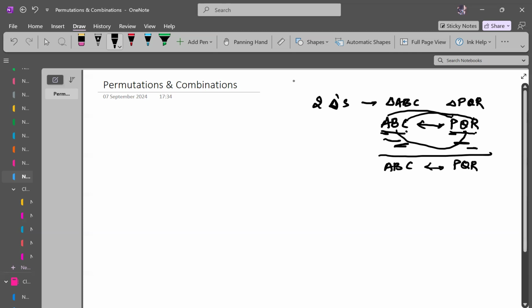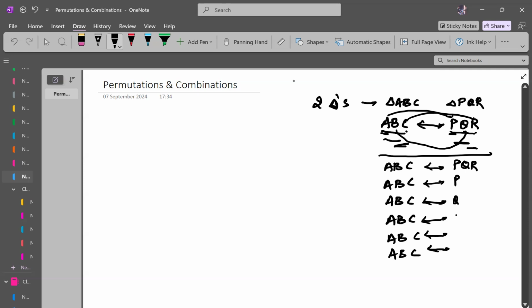Then I'll keep ABC constant for all the 6 cases, so that I don't need to manipulate both. I'll keep one of them constant and go on changing the other one, which will give me a new combination every time. So how do I do that? I write this as P, Q, R. I can have RQ. I can have PR becomes RP, PQ becomes QP. These are the 6 possible combinations I can have.